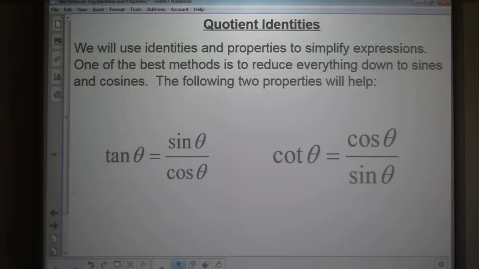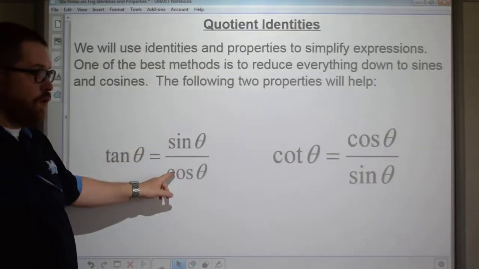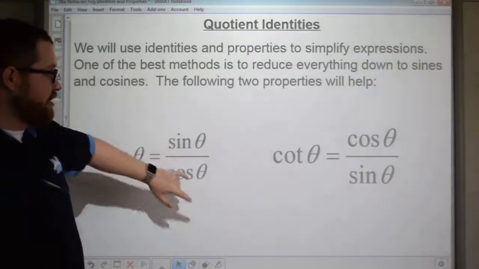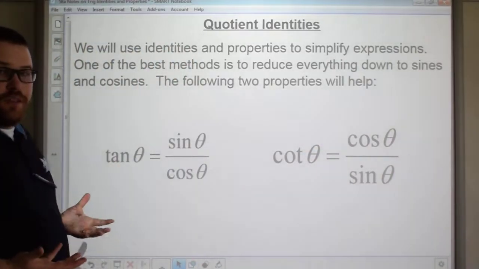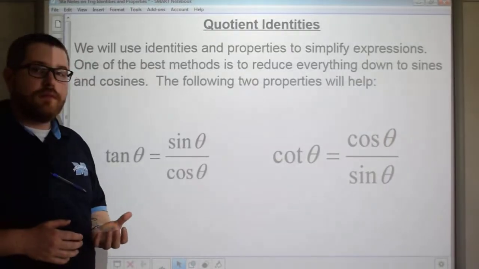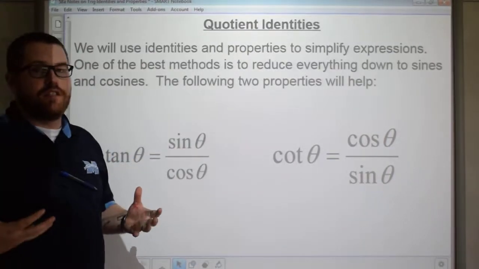Quotient identities. We kind of know these already. Tangent is sine over cosine because it's y over x. Cotangent is just the reciprocal of that, cosine over sine. Why am I showing you this? Why is this an identity? Because if we can rewrite everything in terms of sine and cosine, it's a much easier problem.